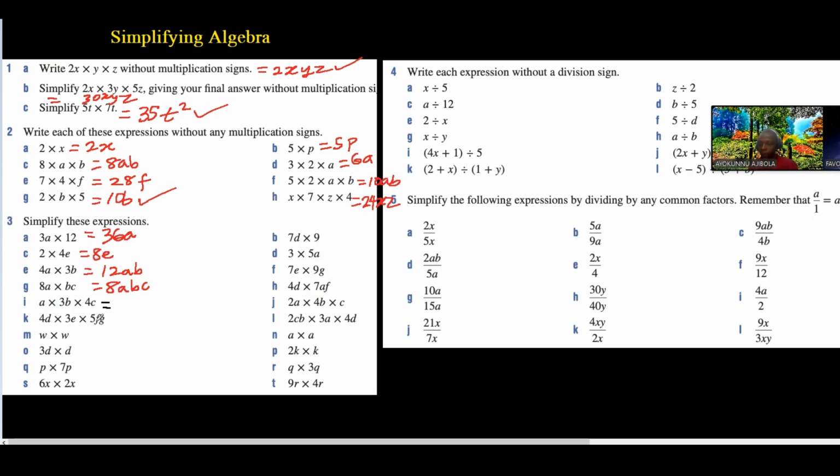So we have A times 3B times 4C. 3 times 4 is 12, so we have 12ABC. We have 4 times 3 times 5, that is 12 times 5, that's 60. Then DEF. Then we have W times W, that's W squared. And 3D times D, that's 3D squared. 7P times P, that's 7P squared. 6x times 2x, that is 12x squared. Is that clear? Yes. And this is 63D.